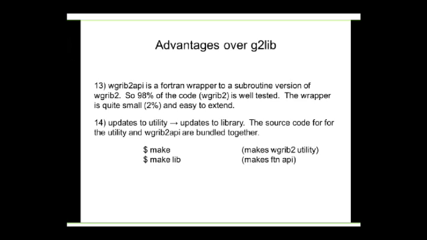wgrib2 API is a Fortran wrapper to a subroutine version of wgrib2. So 98% of the code is wgrib2 and it's well tested. The wrapper is quite small, 2%. It is easy to extend. Okay, updates to the utility give you updates to the library. Source code for the utility and API are bundled together. So you make one, and you make the other one by just saying make lib. Okay.